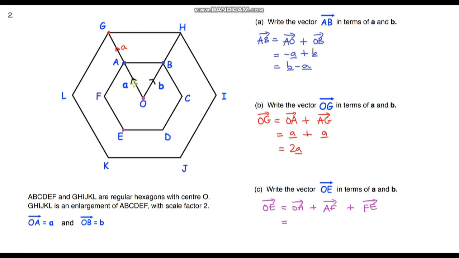Well, vector OA, we can see that that is just A. And now vector AF, which is this vector here, well, that is parallel to this line, but just in the opposite direction. So that's negative B. And then FE, which is this line here, that's parallel to this line, but also we're going in the opposite direction. So that would be negative A. And now we can simplify this. A minus A is 0, they cancel, and all we're left with is negative B.